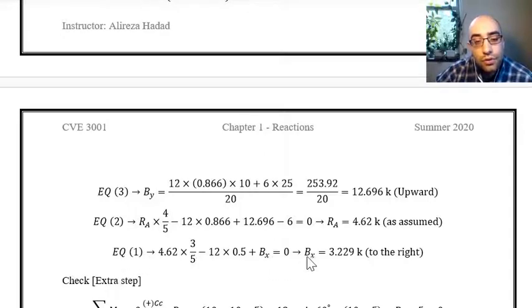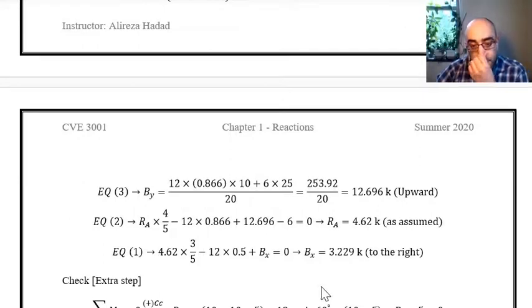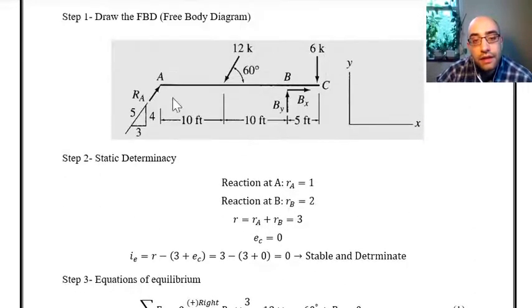As you can see, I just wrote the first equation again and put the value of RA, and all I need to calculate is Bx, and that value was 3.229 kip. As you can see, by writing these three equations of equilibrium over here, I could simply find the reactions that we have in this B. By this step, and at this moment, we can say the solution is done.